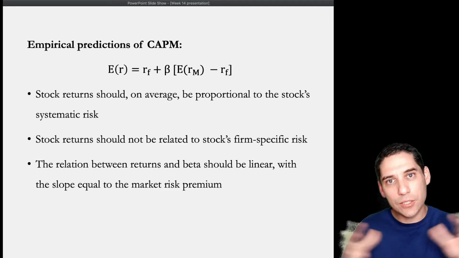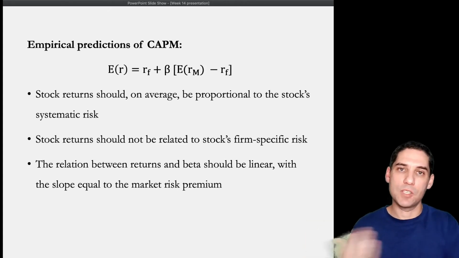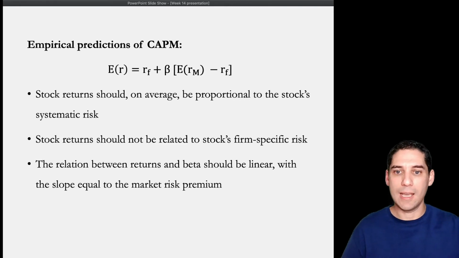So there should be a linear relationship between the reward you get from a risky investment and its beta. And that's also a pretty strong implication of the capital asset pricing model. So what do we observe in reality?